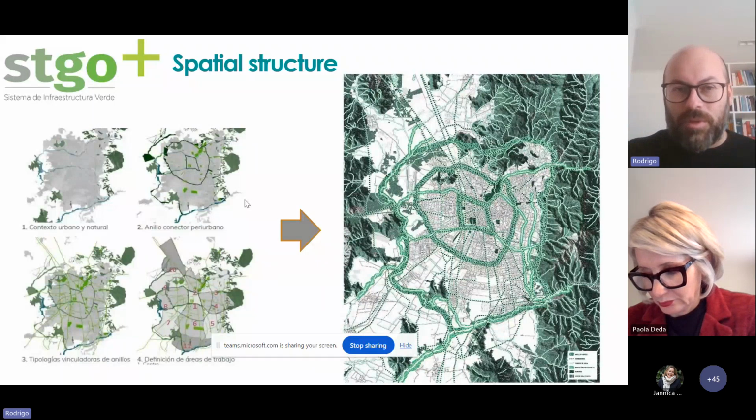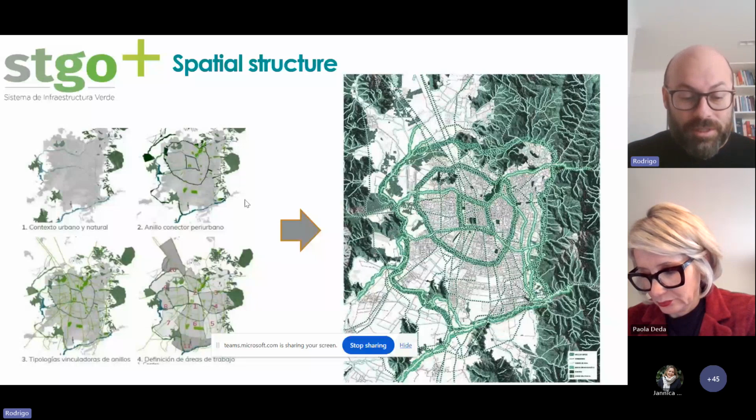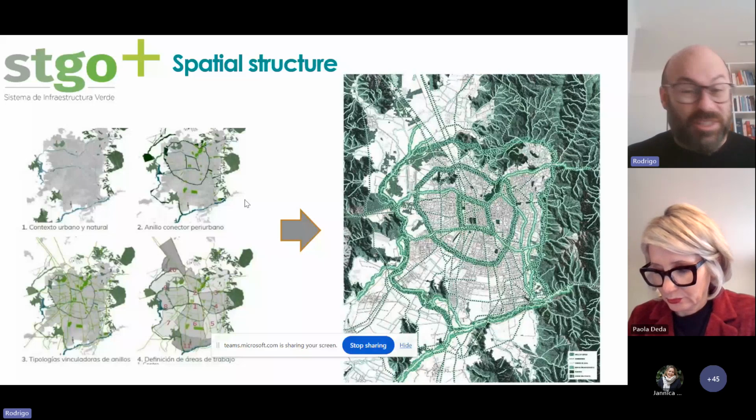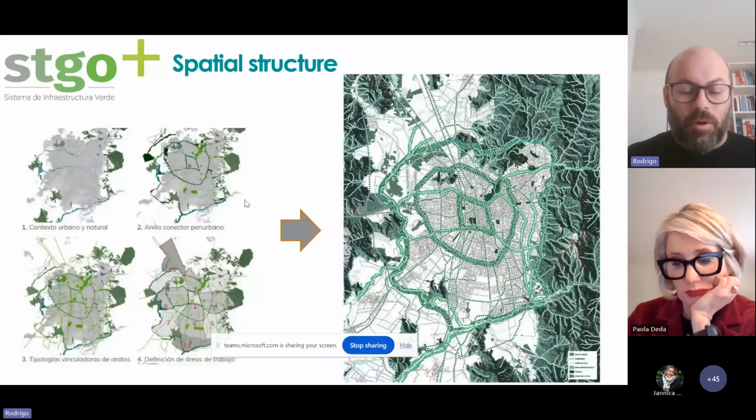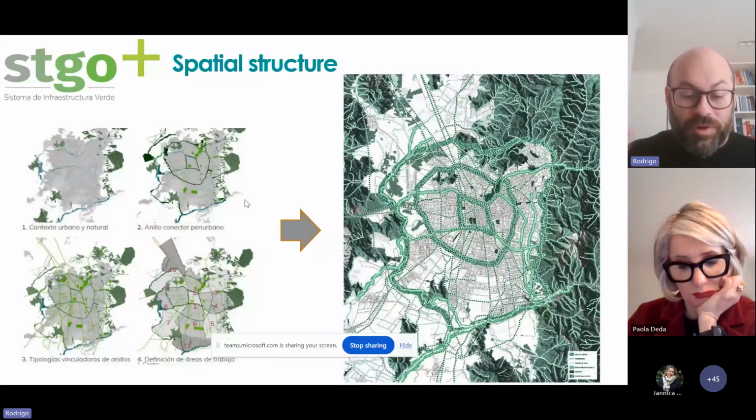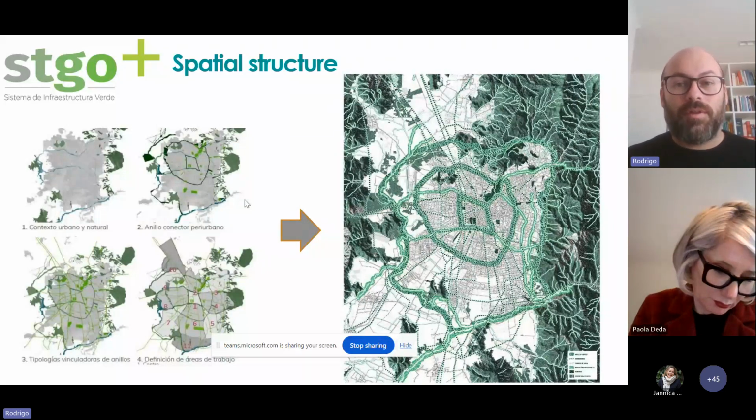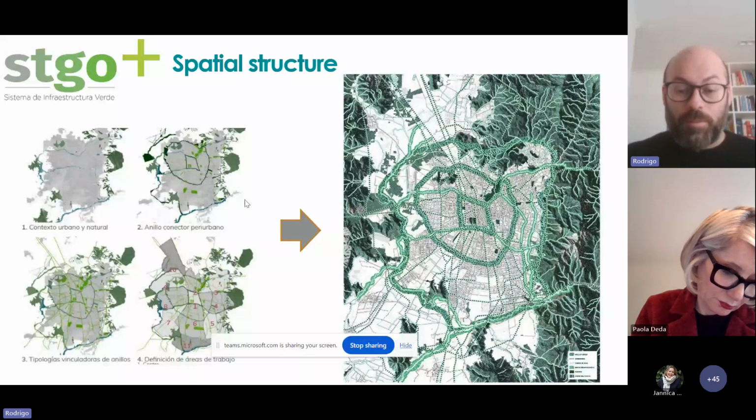Although this spatial structure has been agreed among all the stakeholders, there's still a concern regarding the materialization of this project, especially when we talk about corridors or other inter-municipal green spaces. This appears as the key challenge for the materialization of Santiago Más, because of the fragmentations, both institutional and physical, that we have in the city. So this is a key challenge that we must highlight.